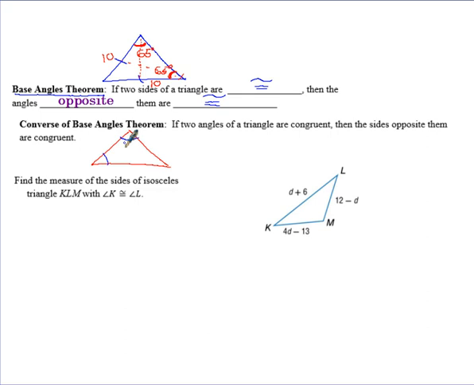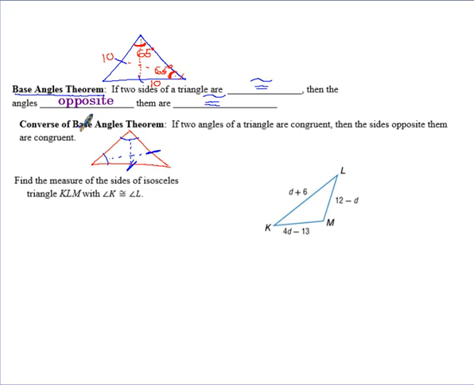Base angles don't always have to be on the bottom. So this would be the side opposite that, so I could say that's congruent. This would be the side opposite this angle, and those sides would be congruent. And so that's your converse of base angles theorem. Basically, if the angles are congruent, the sides opposite them are congruent.